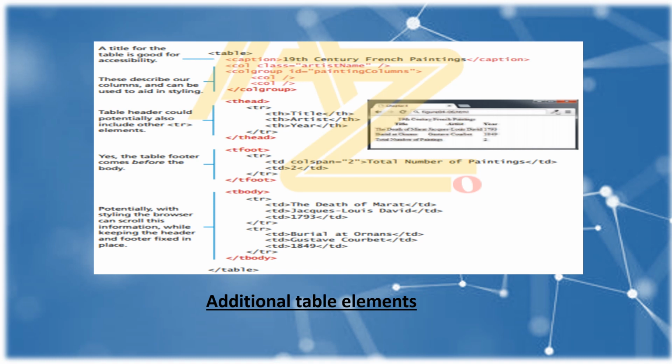Next, the header could potentially include other table row elements. The table footer comes before the body. Always the table footer comes before the body. Next, table body. After the foot, the table body comes. Potentially, with styling, the browser can scroll this information while keeping the header and the footer fixed in a place. This is how the additional table elements are designed.